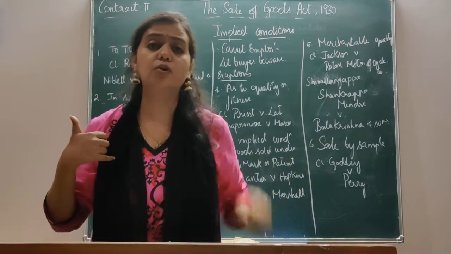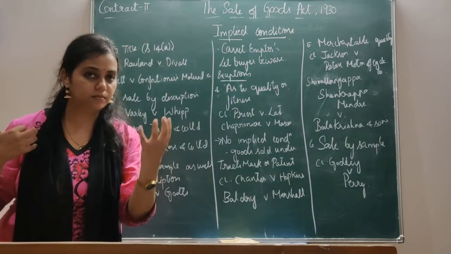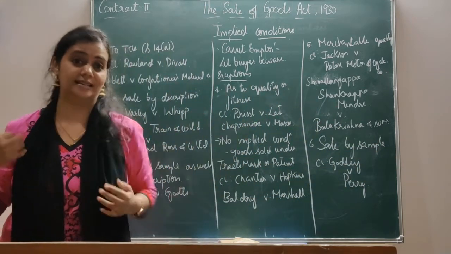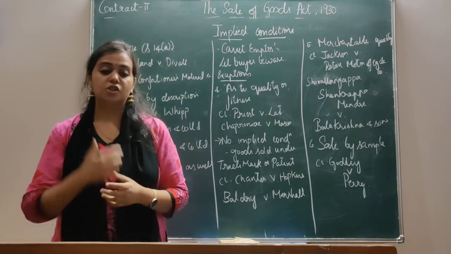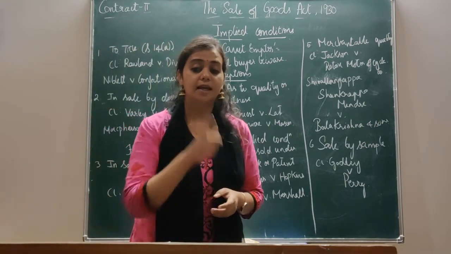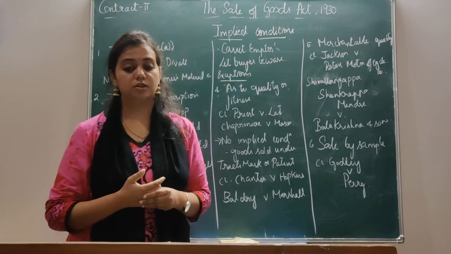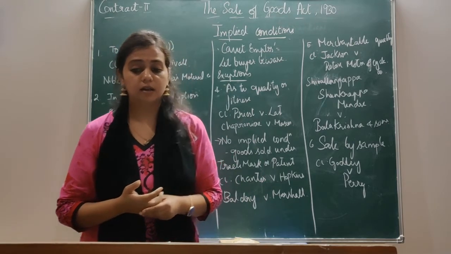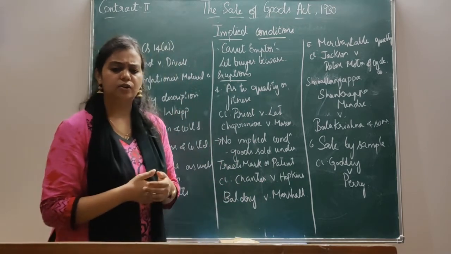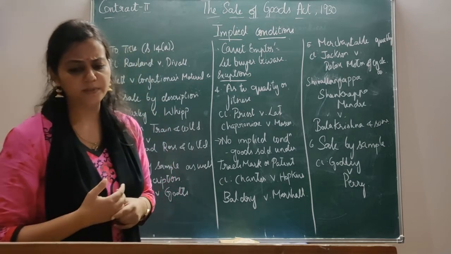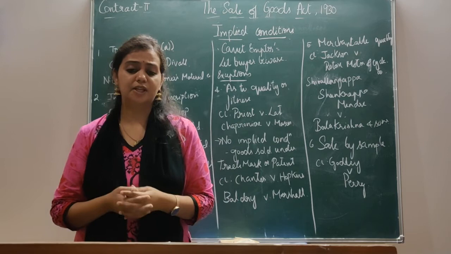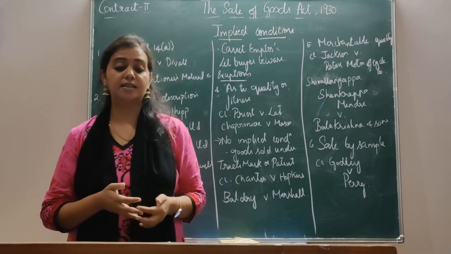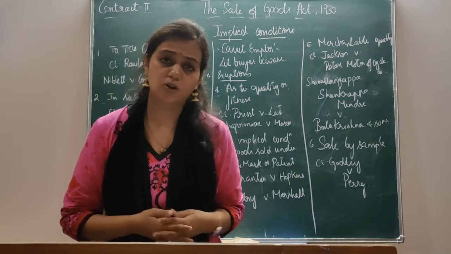When does he see the goods? Only when he gets it, that is, when the delivery has happened. So that is why, if it is not as per the description, he may reject the goods. Fine. However, he also has an option under Section 13 to accept the goods by treating the breach of condition as a breach of warranty, and he can also claim damages.